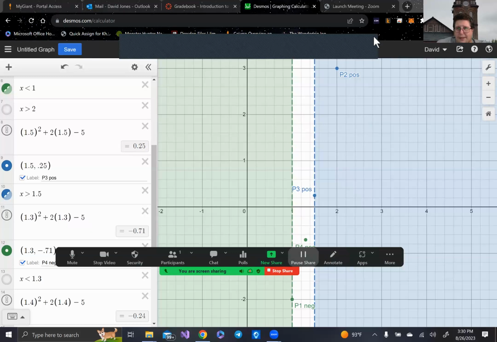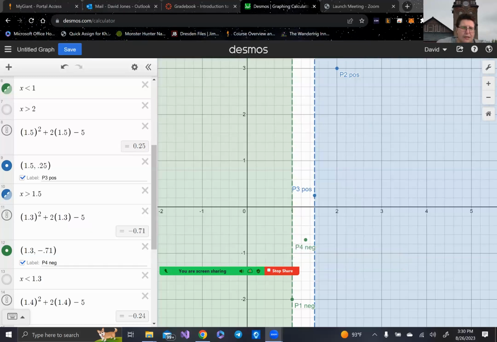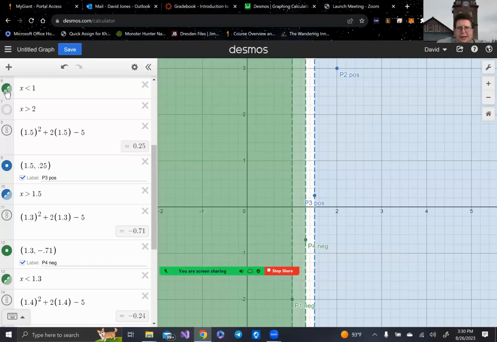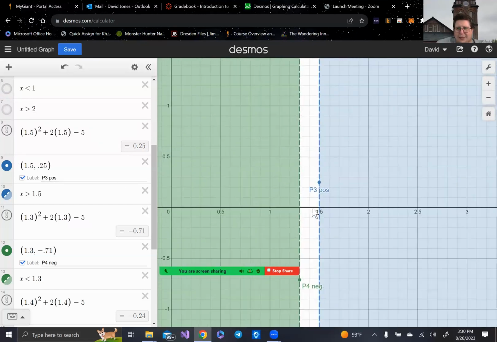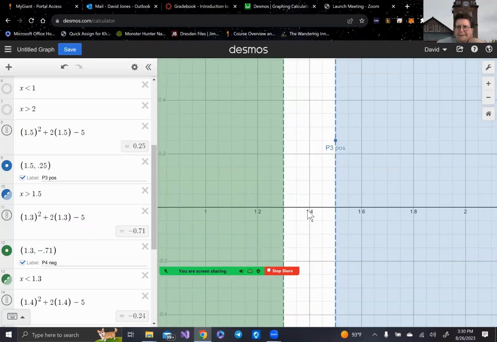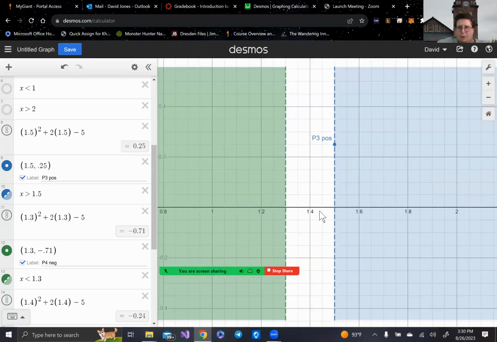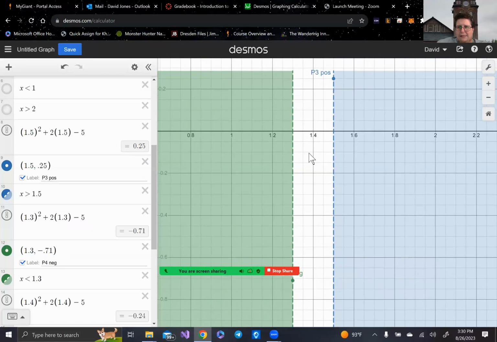Why did my pin not go away? There we go. So let me turn on the shading there. And now we're down into that area. So we're getting into a tighter area. I've got between 1.3 and 1.5 right now.